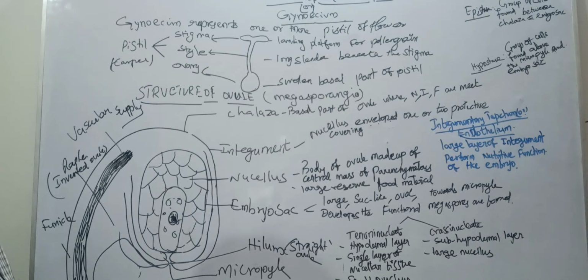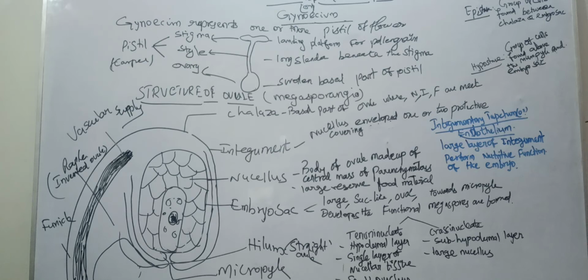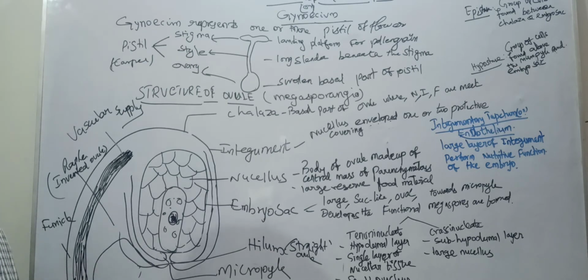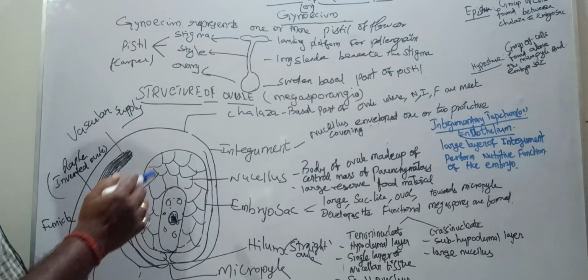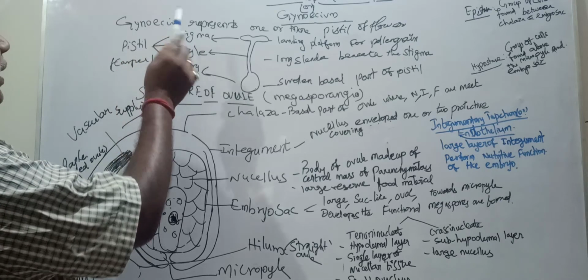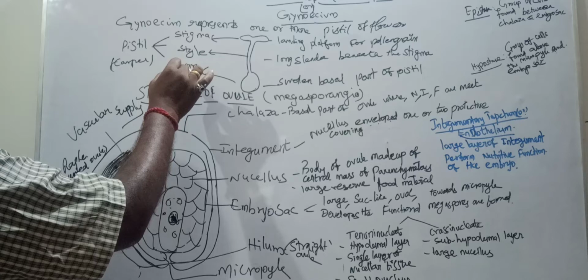Now the gynoecium. The gynoecium represents one or more pistils of the flower. What is the meaning of pistil? In the 11th standard itself, we discussed that the pistil contains three parts: the stigma, style and ovary.